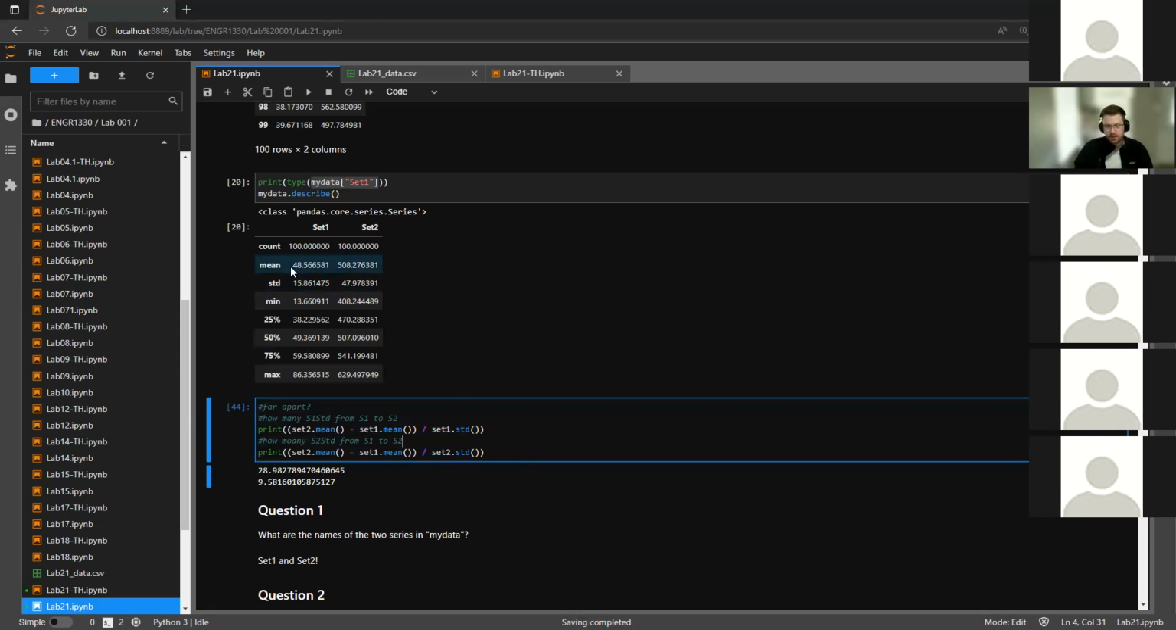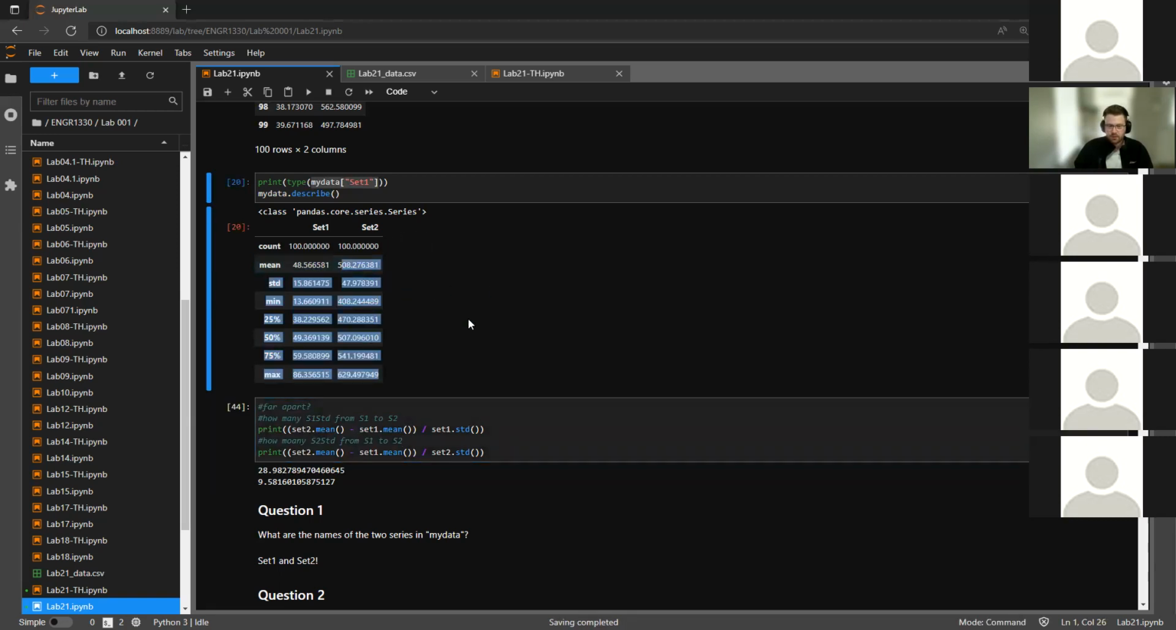But what I'll say is, because of the magnitude of the things we're looking at, one's in the 50 range, one's in the 500 range. So in terms of 500, the difference between this and this is 450. That's a significant portion of the whole thing. So I'm going to go ahead and say, yeah, I would argue that yes, they are.